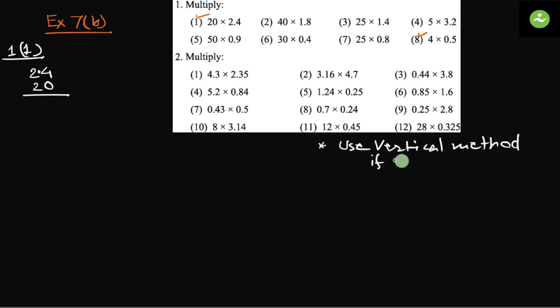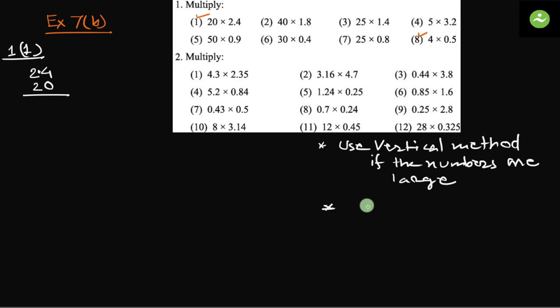If the numbers are large, by large we mean if it is a 2-digit number, it will be difficult for us to calculate, so we follow the vertical method. Here the integers are 2-digit numbers, 24, 20. When there is a 1-digit integer, we can straightaway do multiplication.